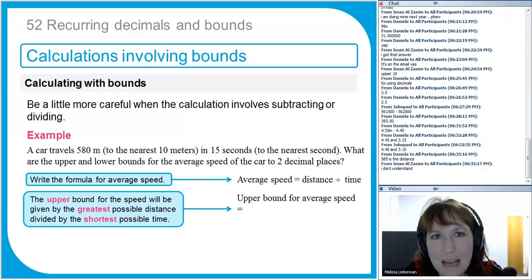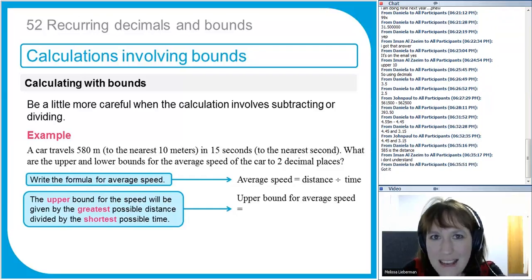So let's think of an example. If you had 10 and you divided by 5, you would get 2. But if you had 10 and you divided by 2, you would get 5. And if you had 10 and you divided by 1, you would get 10. So the smaller the number that you're dividing by, the bigger the result. So to get the biggest possible value, the upper bound, we need to take the biggest possible distance and divide it by the shortest possible time, to get the fastest speed.